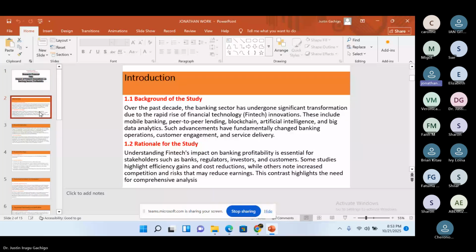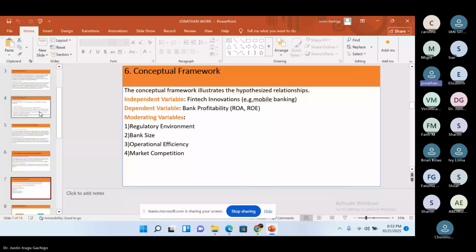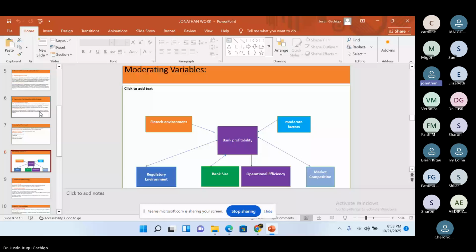I'll go to the conceptual framework, and my independent variable will be the FinTech innovations. Dependent variables will be bank profitability, that is return on asset and also return on equity. I have 4 moderating variables, that is regulatory environment, bank size, operational efficiency, and market competition.